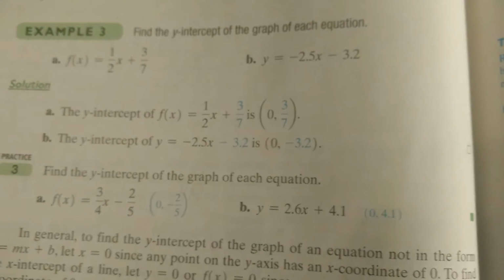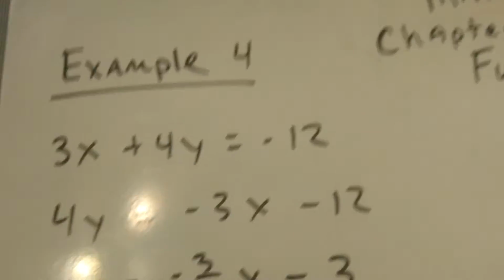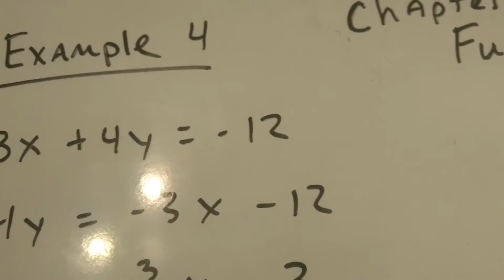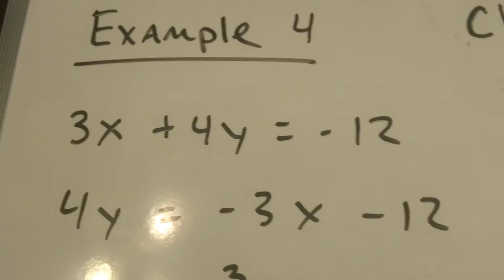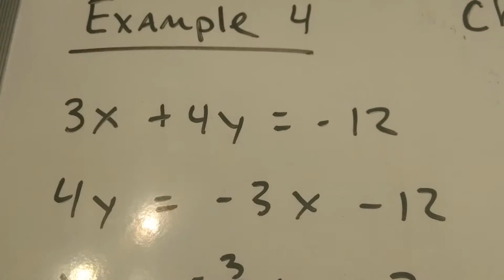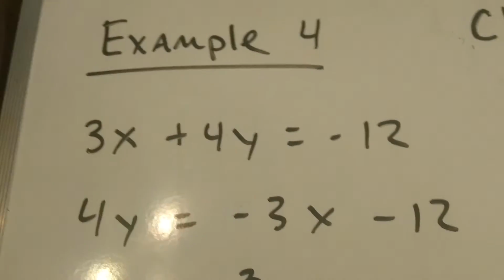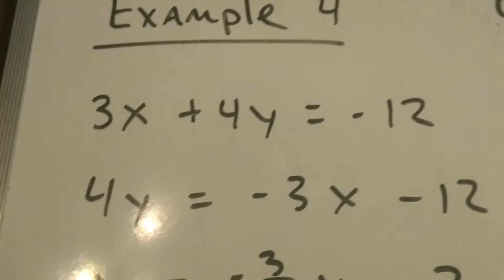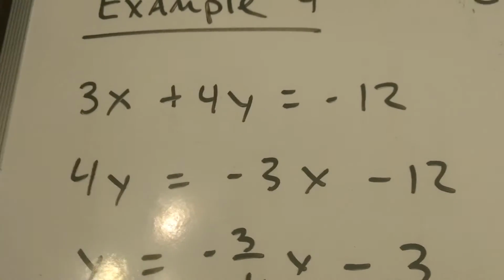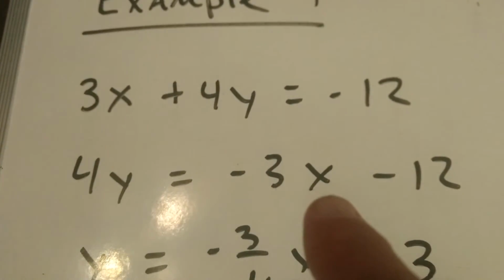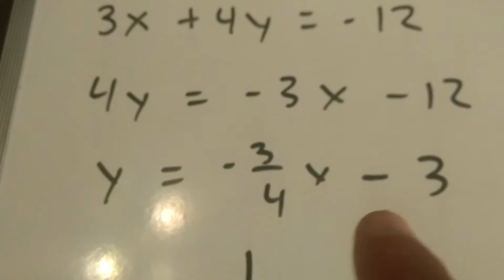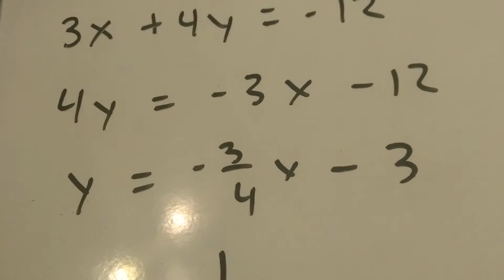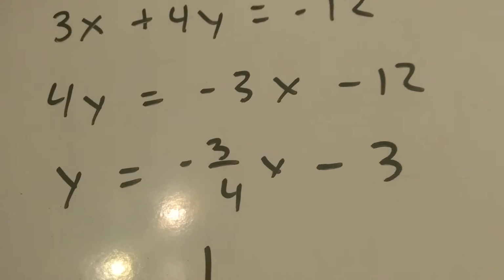Do not forget this. This is example problem 4 in your textbook on page 149. It says you have the standard form of the equation 3x plus 4y equals negative 12. Remember, standard form is where an x and y are on the same side. So what I'm going to do is take standard form and subtract the 3x over, then divide by 4, and now I'm in slope-intercept form. I've got y equals negative 3/4 x minus 3.